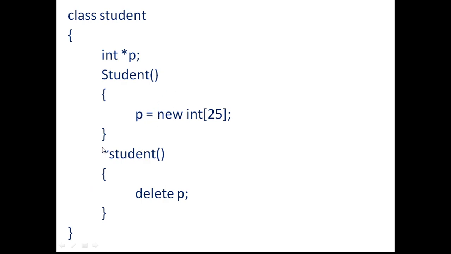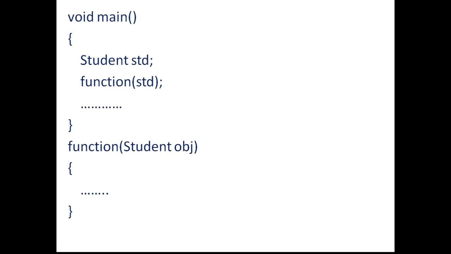And later in the destructor we just delete that memory. What will happen because of delete P is that the 25 memory locations that were allocated by the constructor get released, so that memory can be handed back to the operating system and used for some other purpose. This is a common program. Whenever we go for dynamic memory allocation, the memory gets allocated in the constructor, and the memory gets deallocated or released in the destructor. But this could go wrong if the program is like this.